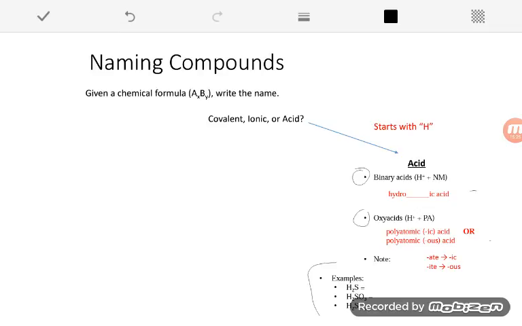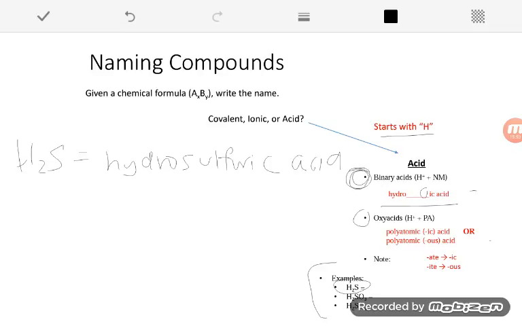So let's look at some examples down here. The first one we have is H2S. So it's an acid because it starts with an H. And then it's just a hydrogen and one other type of element, sulfur. So that means it's a binary acid. So I'm going to follow this general formula. So H2S would be hydro, always starts hydro, and then S, sulfur. Fill in the blank and end it with ic. And then I write the word acid. So H2S is hydrosulfuric acid.